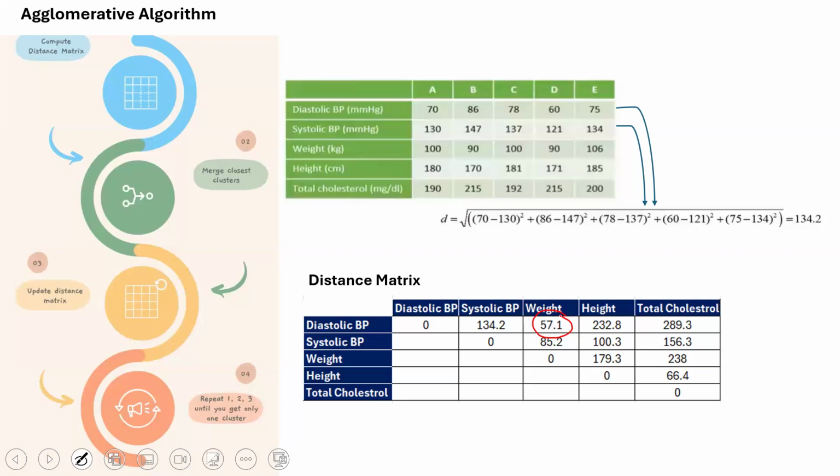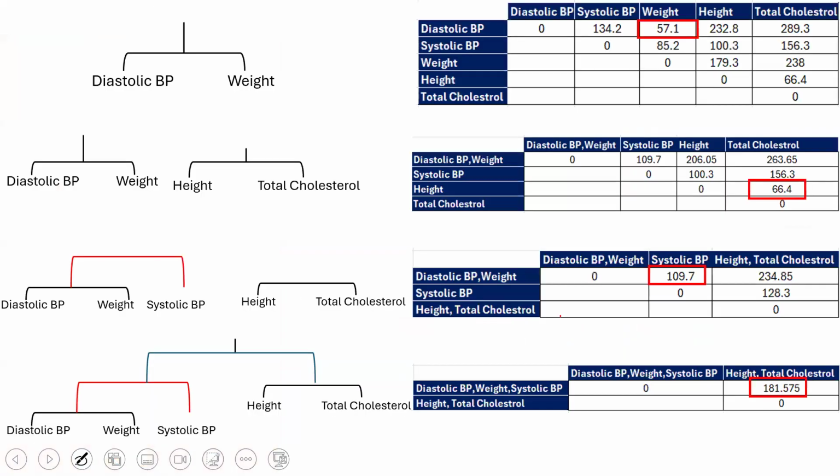That means you have to form a cluster with diastolic BP and the weight. In the next step, if we found out that the smallest distance is 57.1, that means diastolic BP and weight are close to each other, have higher similarity. So you have to cluster them into one cluster. Okay. Now I clustered diastolic BP and the weight into one single cluster in this case.